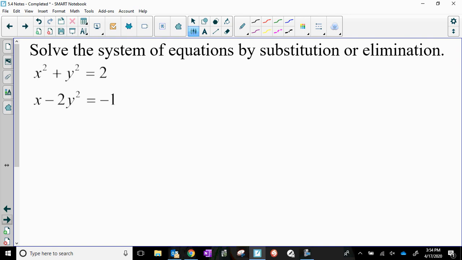All right. This last problem gives you your choice. You can either do substitution or elimination. I'm going to work it both ways. Let me go ahead and start with the substitution method.